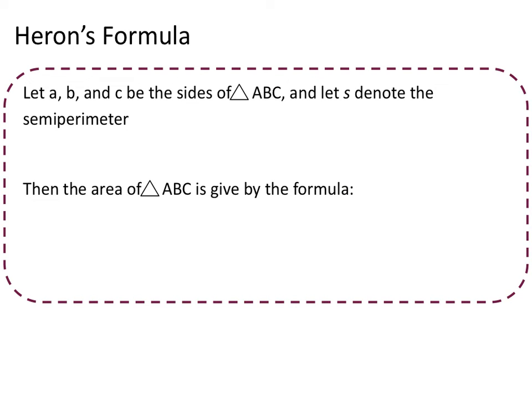Another important thing that we're going to have from the law of cosines is called Heron's Formula. This is going to help us when we have side, side, side. It's going to help us find the area of a triangle when we don't have any of the angles. It says let A, B, and C be the sides of triangle ABC as per usual. Let S denote what's called the semi-perimeter.